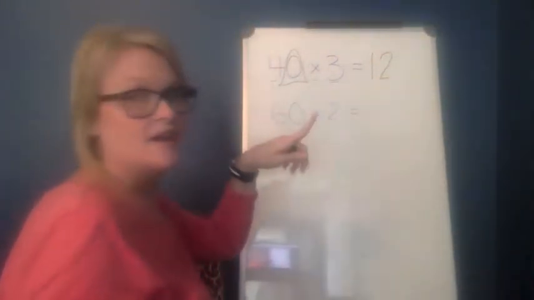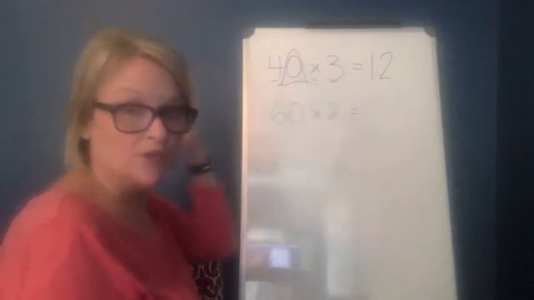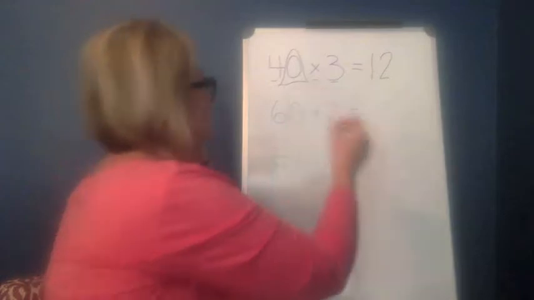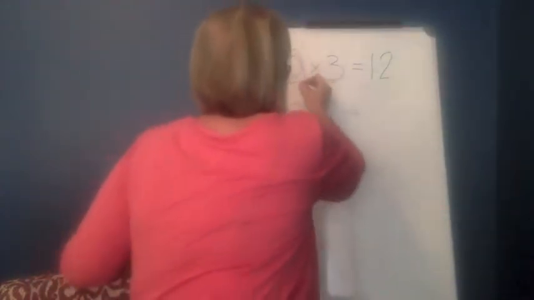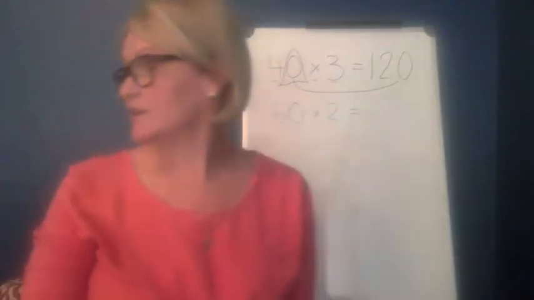Nice. Now, what I'm going to do is take the 0 out from under the invisibility cloak and move it to the end. So I'm going to take it out and move it over here. And my answer becomes 120.